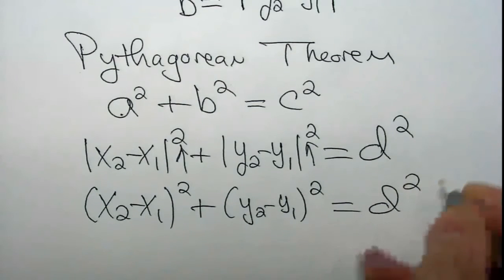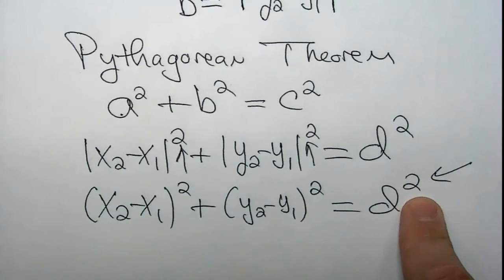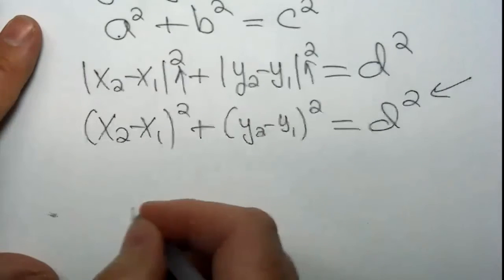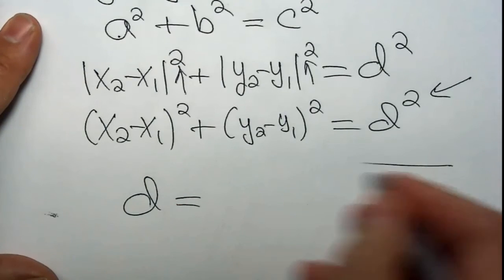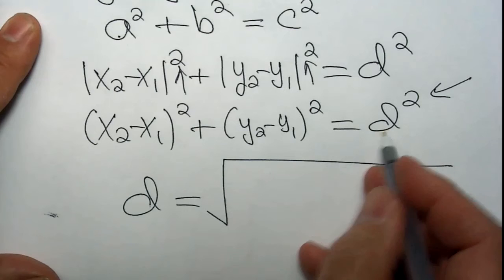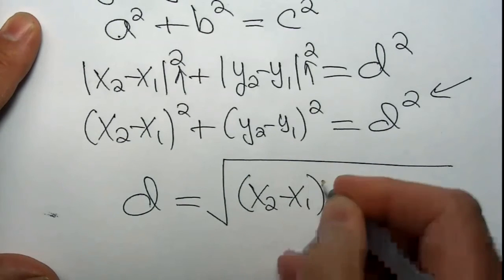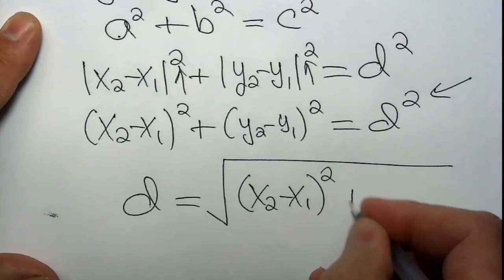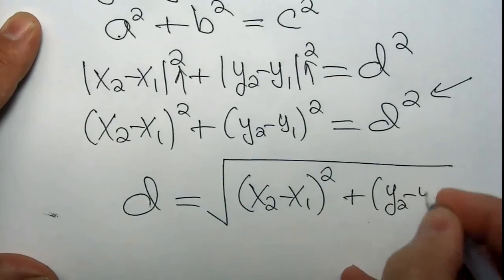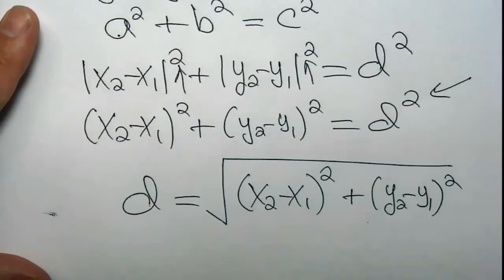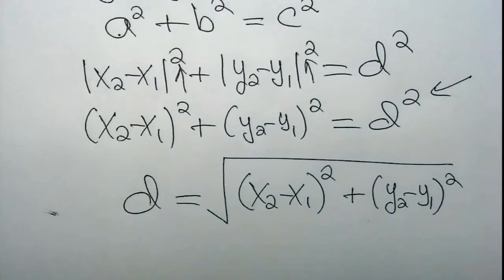And there's one last step, and that's to get rid of the square. We want D. So take the square root of both sides. Square root of that side is D. Square root of this side is the square root of the difference of the x's squared and the difference of the y's squared. So now you know where the distance formula came from. It came from the Pythagorean theorem. So pretty straightforward, that is the origin of the distance formula.